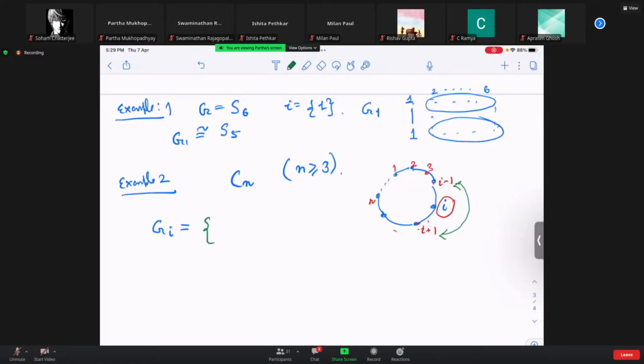G_i has 2 elements: either the identity, or the swap of i minus 1 and i plus 1. So this is basically isomorphic to S2. It's written in the chat.